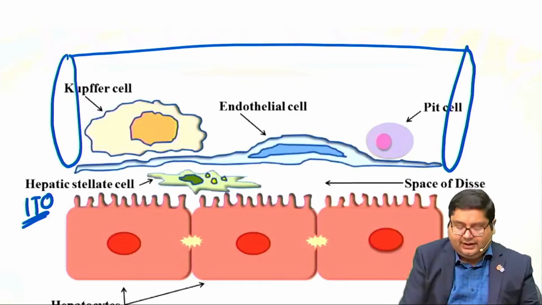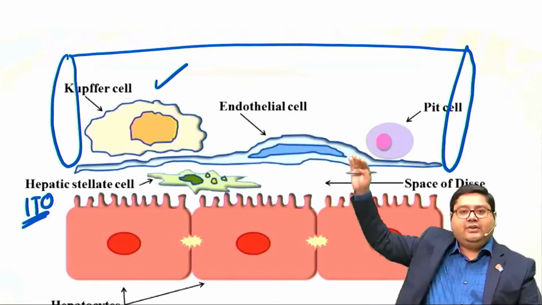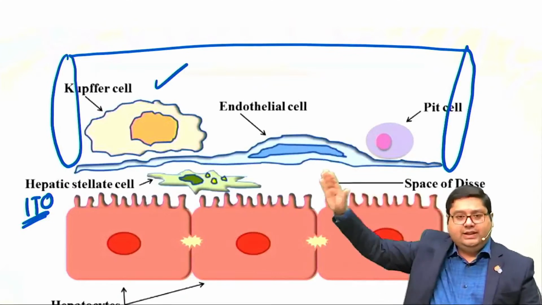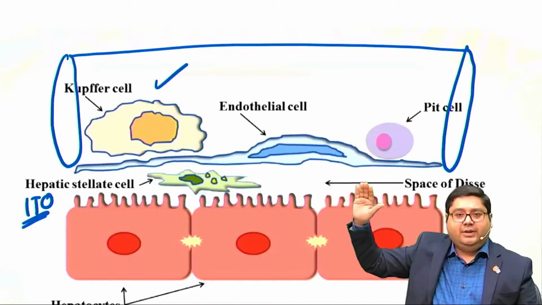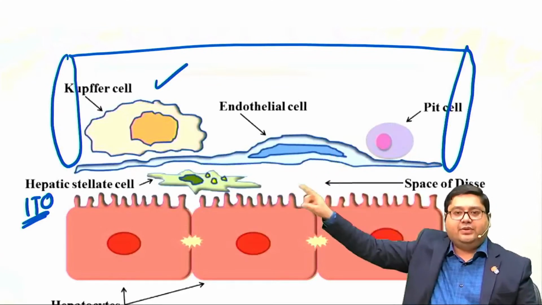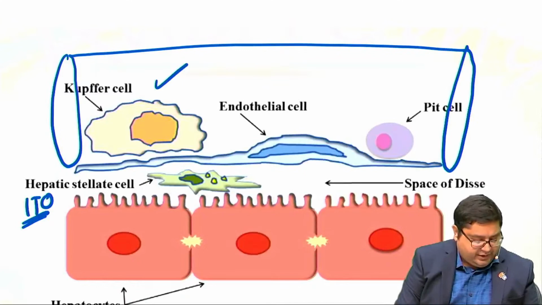But the Kupffer cells are the phagocytic cells. They will travel within the sinusoids. That means we can say Kupffer cells will patrol along the space of Disse, not in the space of Disse. That is something very, very important for us to understand.